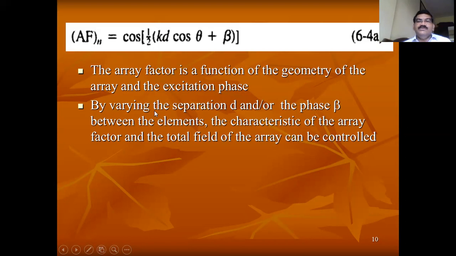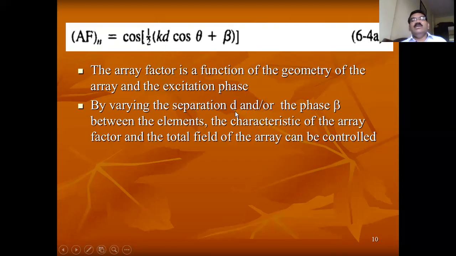By varying the separation, that is D. So this is what D: the separation between two elements, and beta, the excitation phase between the elements. The characteristics of the array factor and the total field of the array can be controlled. So these are the controlling factors, this is beta and this is D. By varying these two factors, the array factor can be changed.